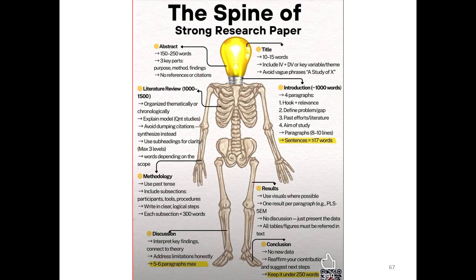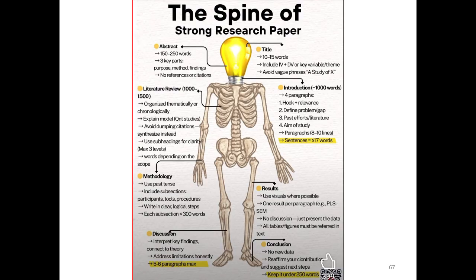Then coming to the introduction part, more or less 1000 words you need to prepare, like 4 paragraphs: hook and relevance, background, define problem and gap, past efforts or literature, and aim of the study. Paragraphs should be 8 to 10 lines, with sentences of more or less 17 words. Then what is the methodology? Use past tense, include subsections like participants or tools and procedure, and write in clear logical steps, each subsection less than 300 words.